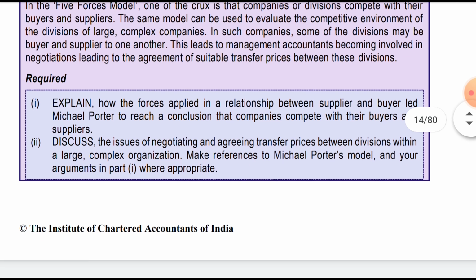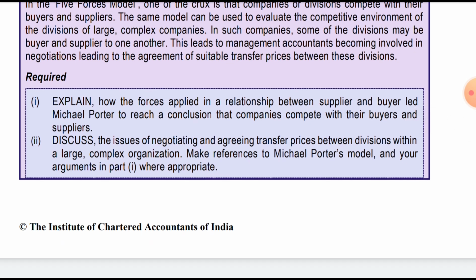We will see the required part. Explain how the forces applied in the relationship between the supplier and the buyer led Michael Porter to reach the conclusion that companies compete with their buyers and suppliers. So we have to say how the forces are applied in the relationship with buyer and supplier.